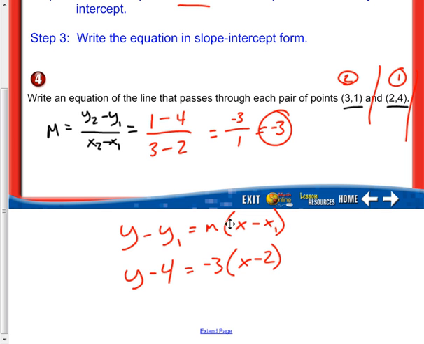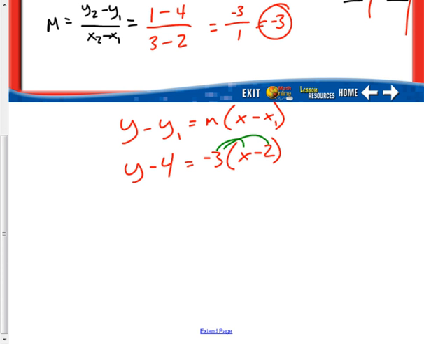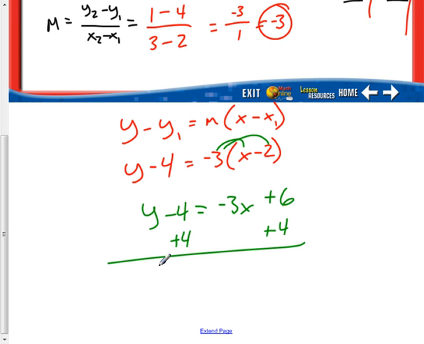All right, now we need to distribute here. So we get y minus 4 equals -3x plus 6. Now let's add 4 to both sides. We get y equals -3x plus 10, and this would be our slope-intercept form of the line right here.